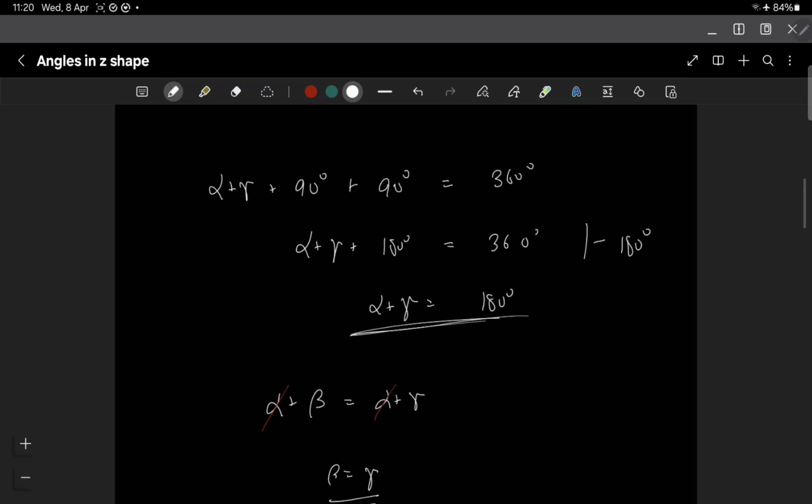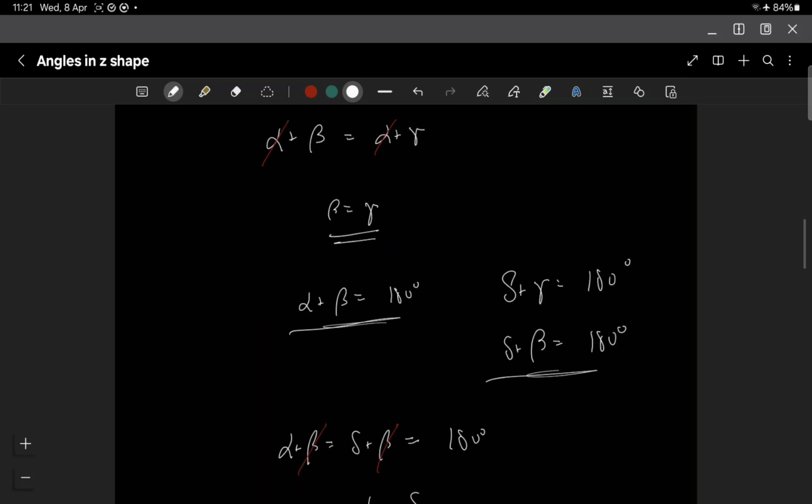So that's the theorem. We're going to use this to prove that the sum of angles in a triangle is 180 degrees, and that's it basically.